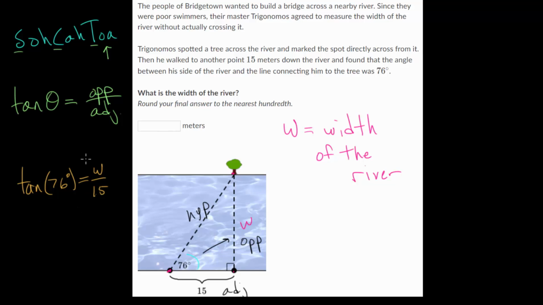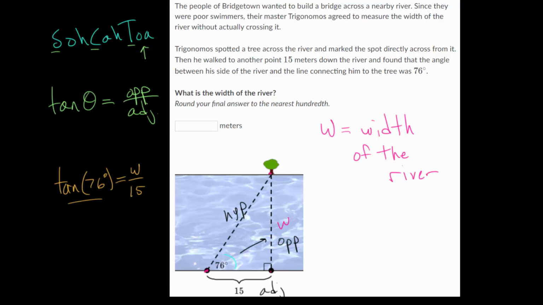And remember that the tangent of some known angle, this is just a number. And so when solving this equation, let's first get w by itself. So we can multiply each side by 15. Let me make just a bit more room here. So multiplying each side of the equation by 15 will allow these to cancel out. And so w is just 15 times the tangent of 76 degrees.